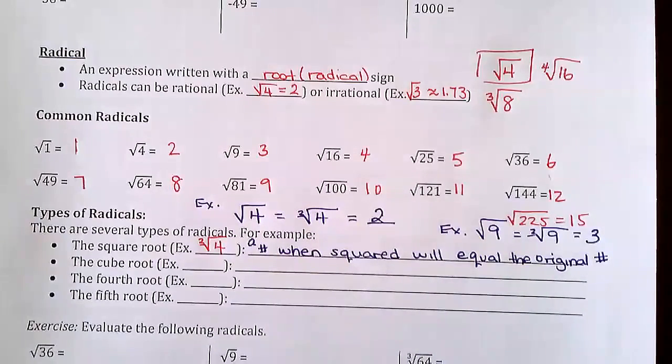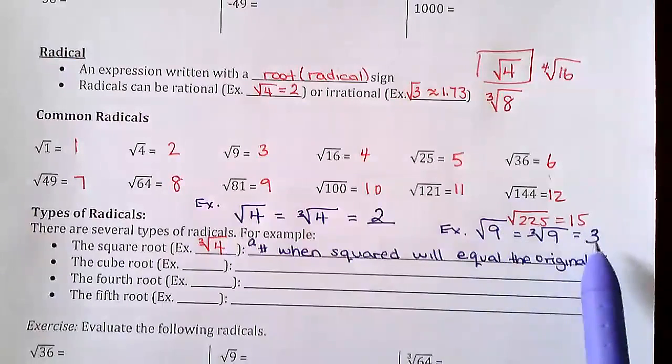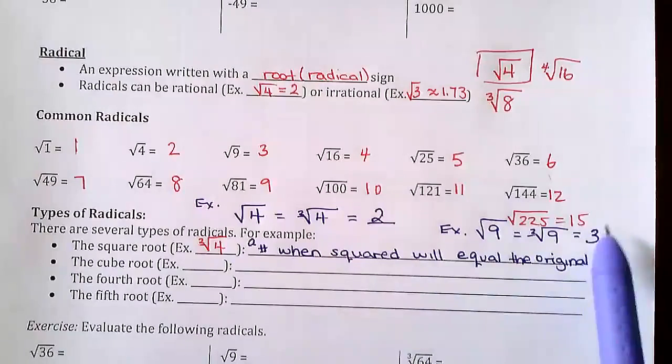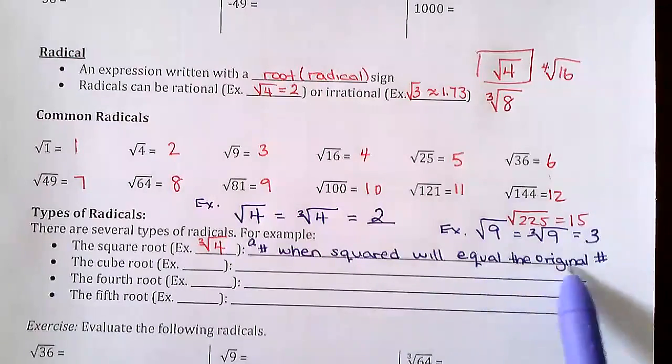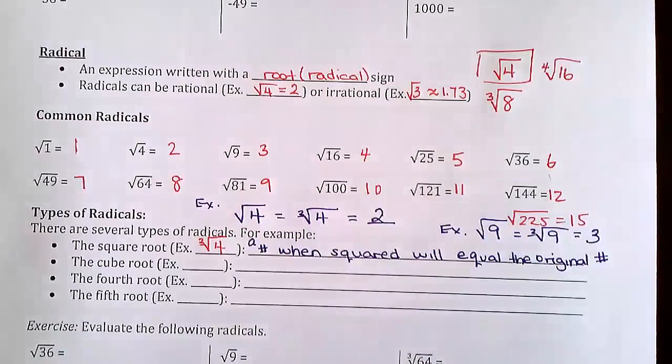get my original number. Similarly here, the square root of 9, 9 is my original number. If I take the square root, 3, and square it, so 3 to the power of 2, it will get me back to my original number. The other roots work in the same way, except the index changes, and so the exponent changes as well.